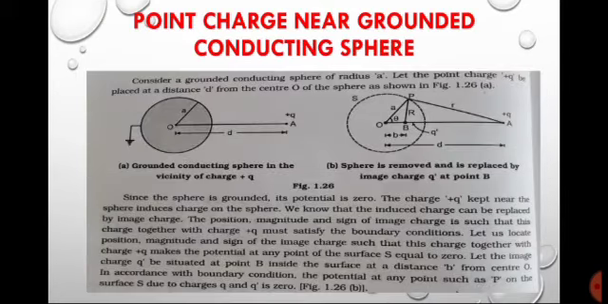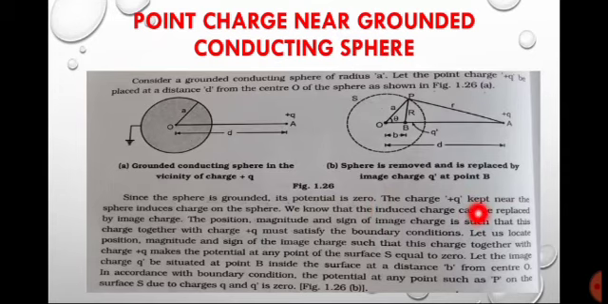Now, point charge near a grounded conducting sphere. I am going to discuss this. Now, instead of a plane, we are going to consider a sphere. Consider a grounded conducting sphere of radius a. Let the point charge q be placed at distance d from the center of the sphere, as shown in this figure. Since the sphere is grounded, its potential is 0.